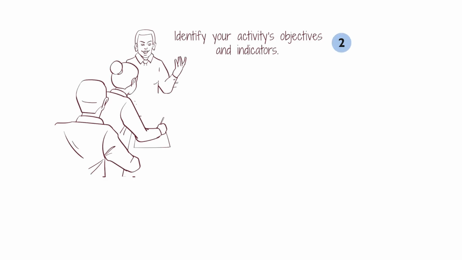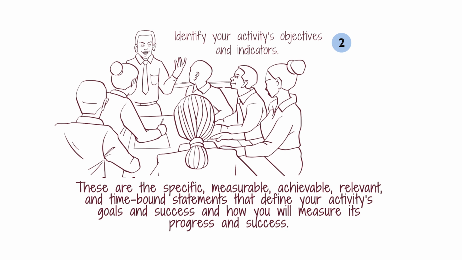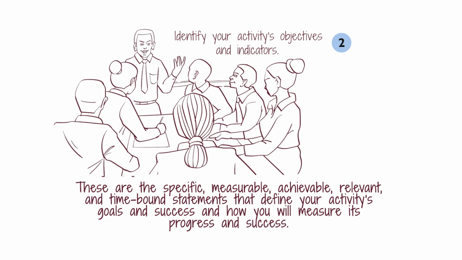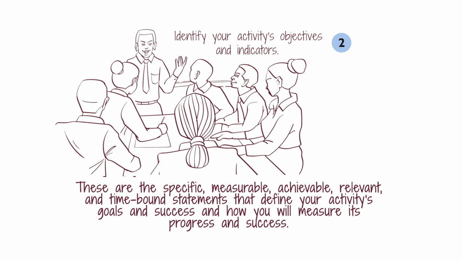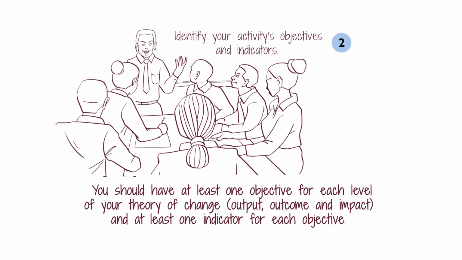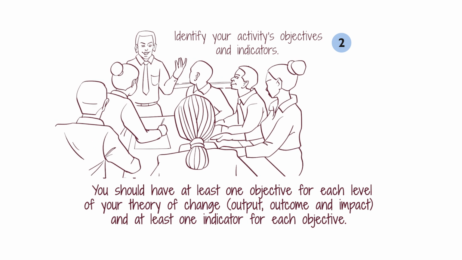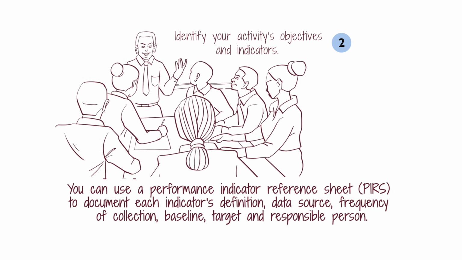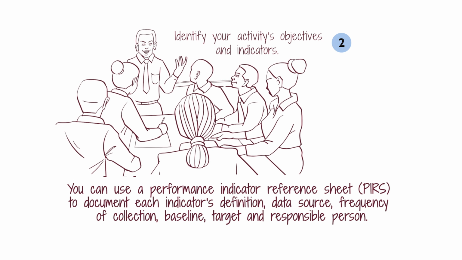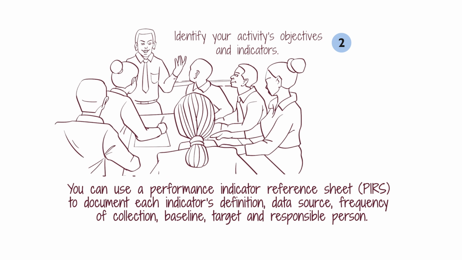2. Identify your activity's objectives and indicators. These are the specific, measurable, achievable, relevant, and time-bound statements that define your activity's goals and success, and how you will measure its progress and success. You should have at least one objective for each level of your theory of change: output, outcome, and impact, and at least one indicator for each objective. You can use a performance indicator reference sheet, PIRS, to document each indicator's definition, data source, frequency of collection, baseline, target, and responsible person.